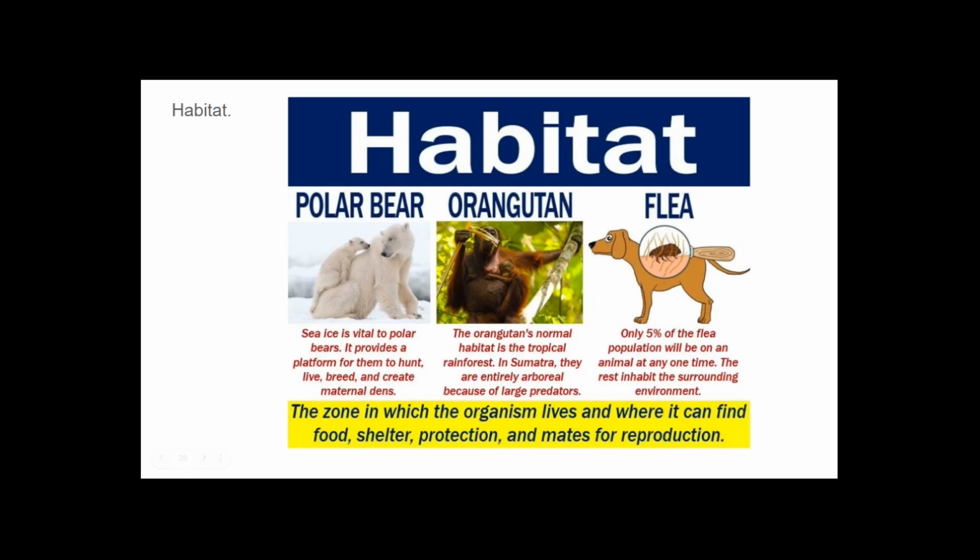It's a habitat. The tropical rainforest in Indonesia is where the orangutan lives. There's tropical rainforest in Sumatra. You can think of a flea. Its habitat is the fur of a dog.